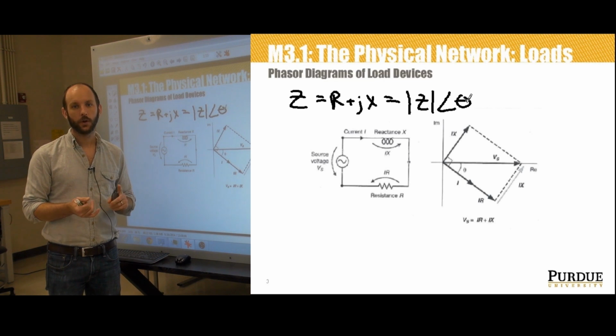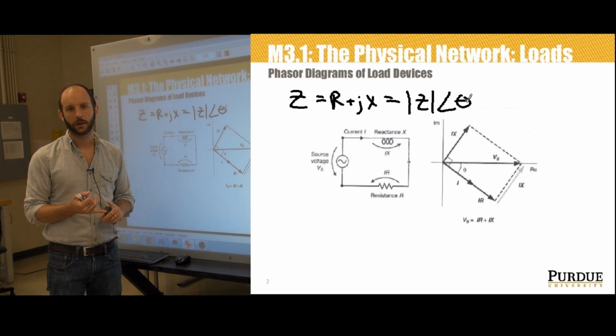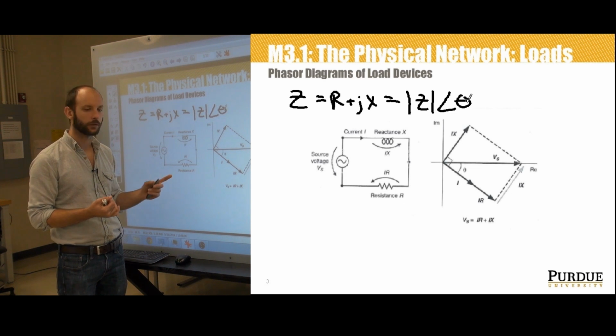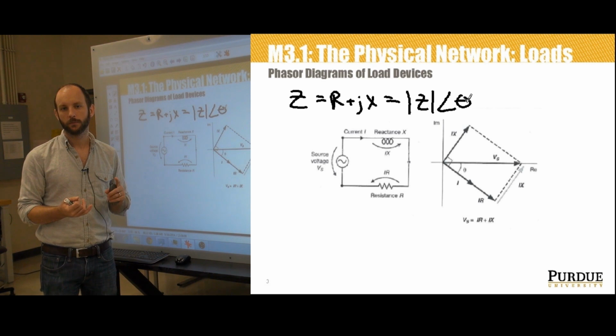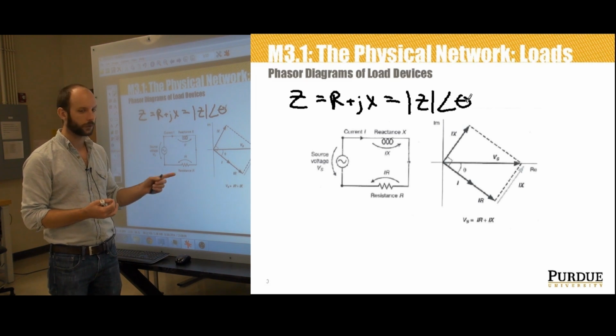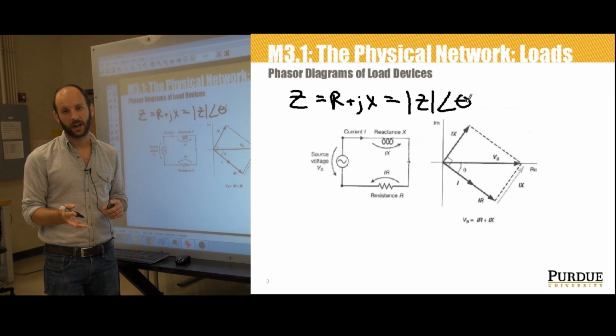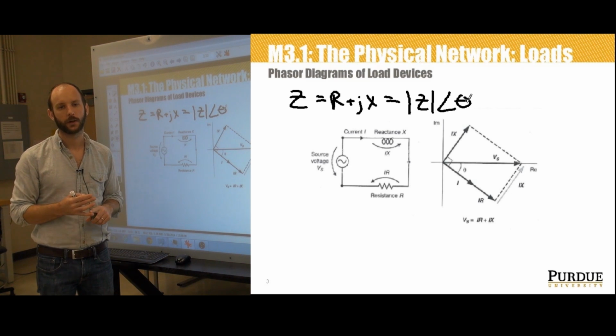Across resistors, voltage and current phasors point in the same direction because current and voltage in a resistive device are always in phase. That means since the voltage and the current have the same phase shift with respect to the reference in a resistor, the phasors lie on top of each other. They point in the same direction. They don't have to have the same magnitude, but they have to point in the same direction.